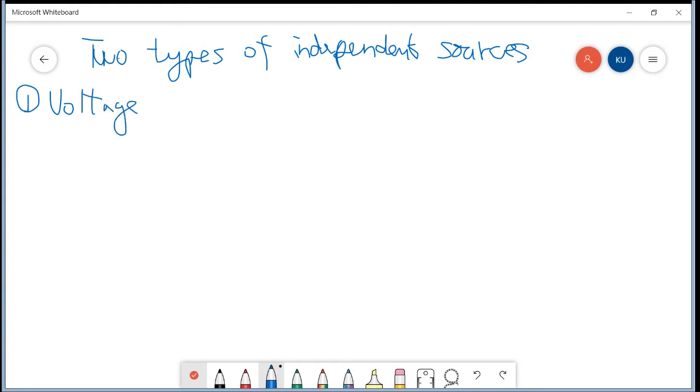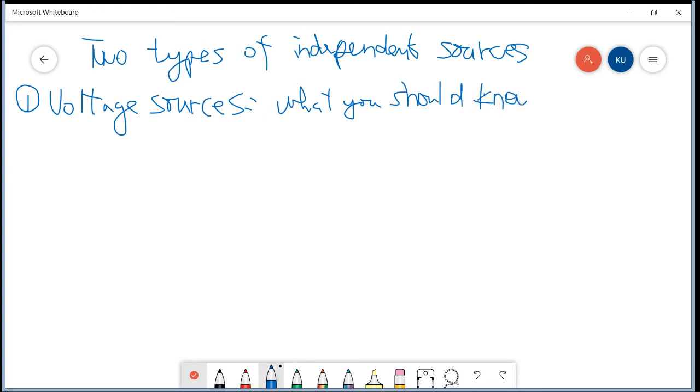Actually, this is what you have learned before, or you are quite familiar with. This is what you should know. Okay, or you can actually regard it as a battery. So in a circuit diagram, we will usually draw it like this, a circle with a plus and minus sign.